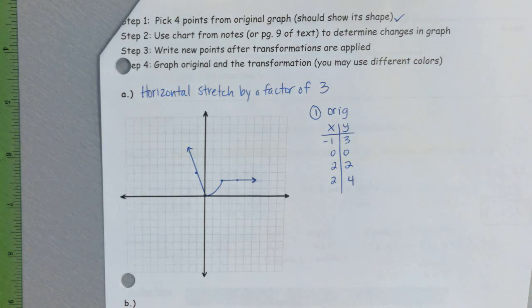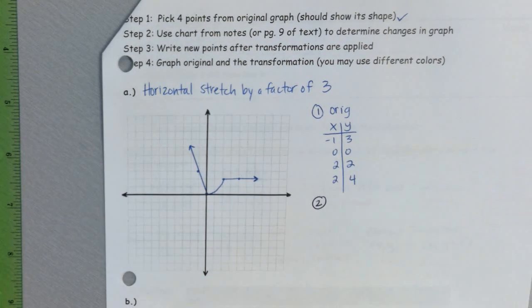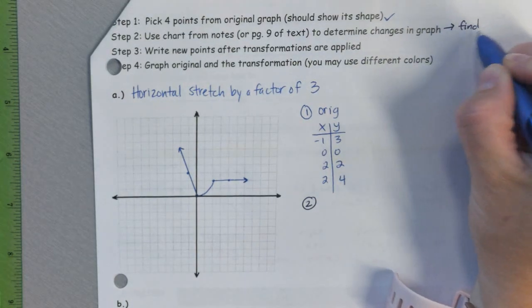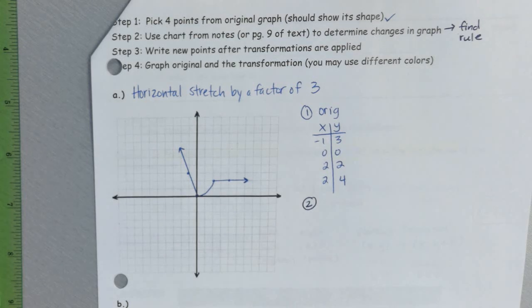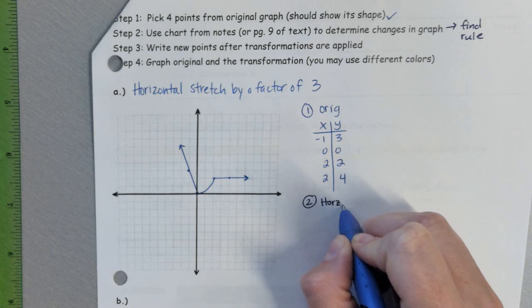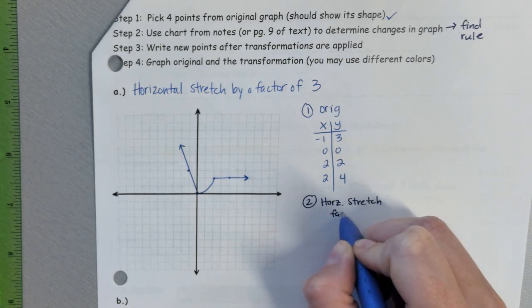And then step 2 says use the chart from the notes, or it is on page 9 of your textbook, to determine the changes in the graph. So what I mean by that is I want you to find the rule. So for this one, it's a horizontal stretch. So horizontal stretch, the factor is 3.